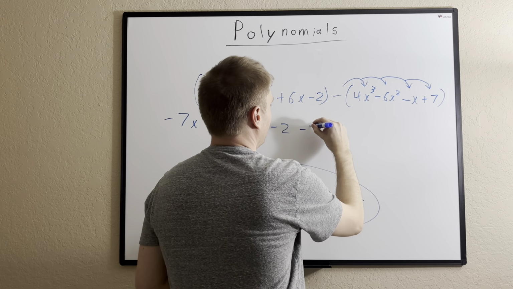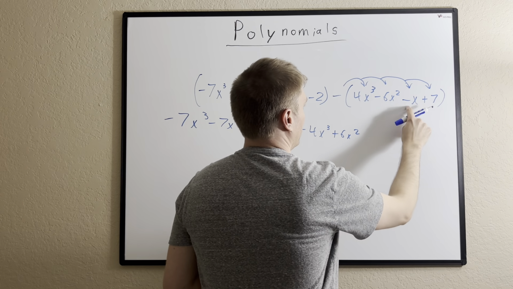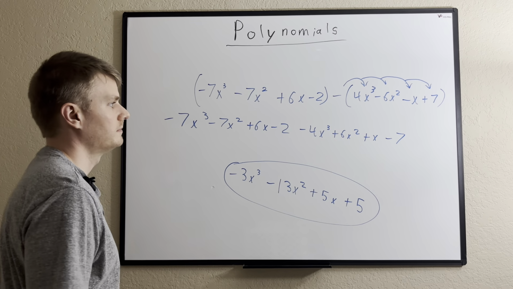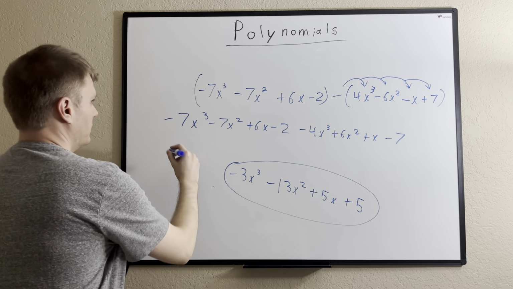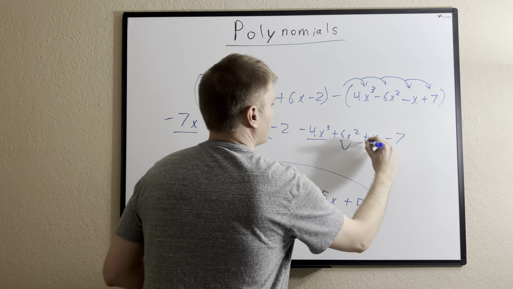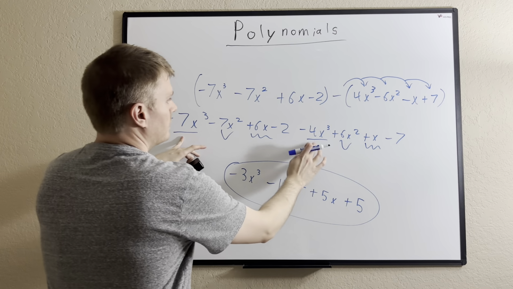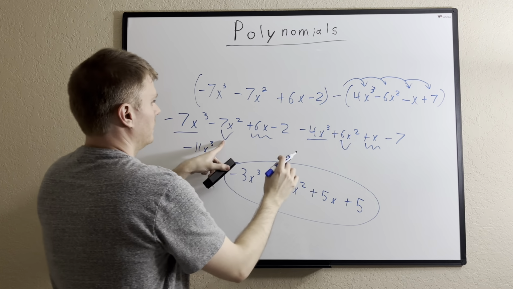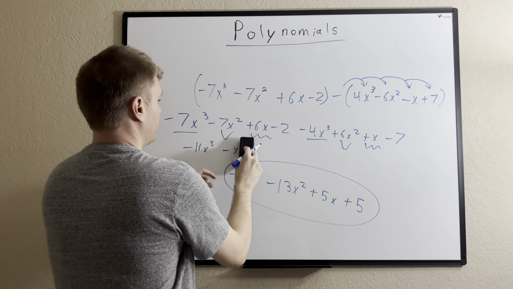So if this is positive, now it's negative. Now that's positive. That's positive. And now that's negative because you just multiplied all of them by negative 1. Okay. Now combine the terms again. X cubed, x squared, x, and the constants. Negative 7 minus 4, negative 11x cubed. Negative 7 plus 6, negative x squared, sorry.